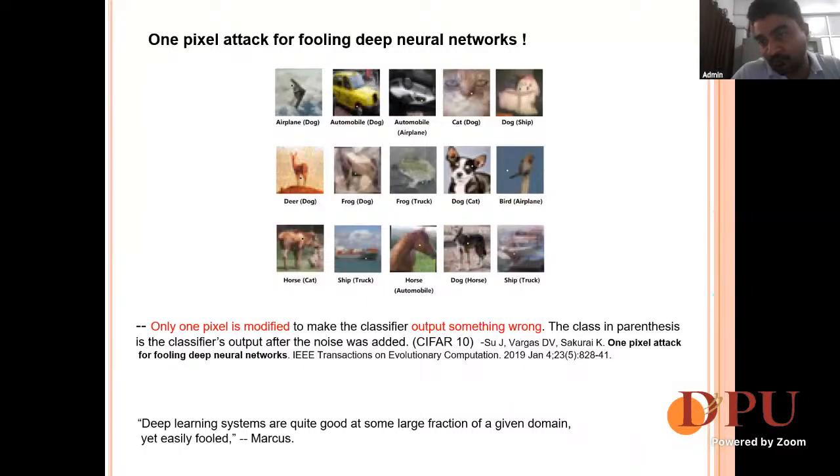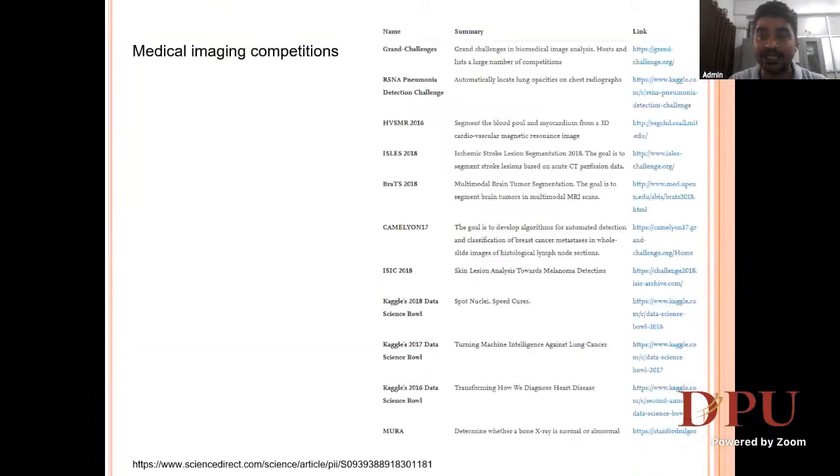One pixel can make a full difference. If you change one particular pixel, the result for cat versus dog can be sheep. So one pixel can make the difference. It's an interesting paper which came out in 2019, which shows that with one pixel the whole result will be different. Deep learning is quite good in a large fraction of cases in a given domain, but it can be easily fooled. This is a one pixel attack. You can go through this particular problem statement and the paper. One pixel attack is a very interesting paper where the authors reported that one pixel can fool the entire deep learning framework.